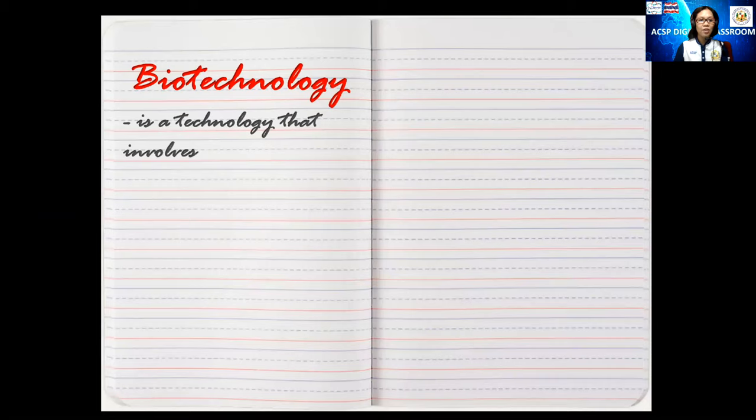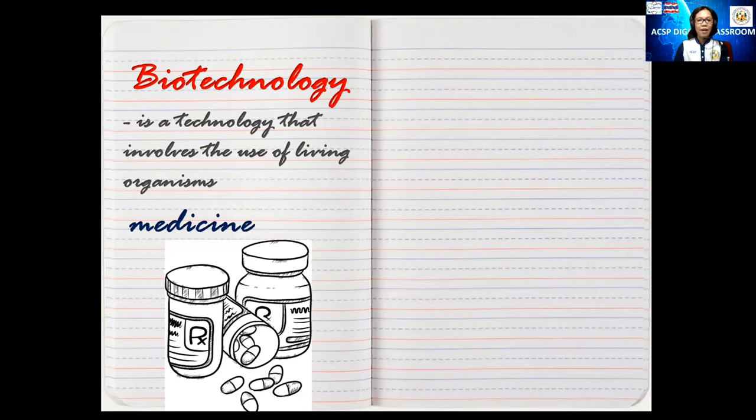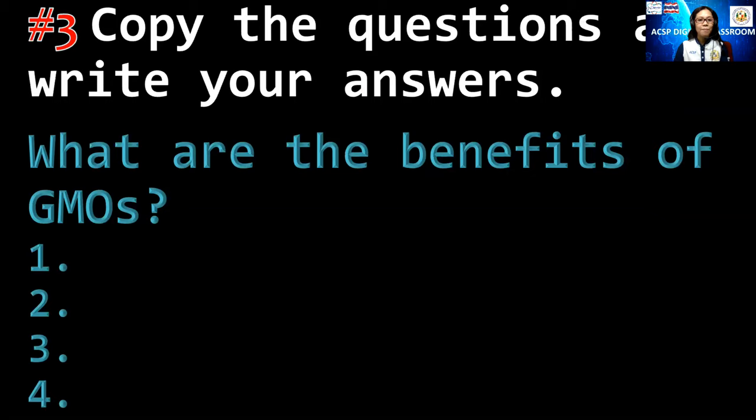Biotechnology is a technology that involves the use of living organisms. And then you can choose any form of biotechnology, for example, medicine. You can draw an example of biotechnology at the bottom of your notebook, like this, okay? And then next, you are going to write the definition of bioengineering. What is bioengineering? And then, same as biotechnology, you are going to draw an example at the bottom of your notebook.